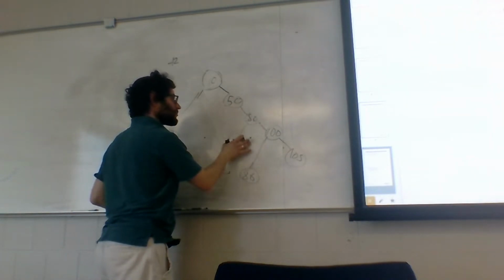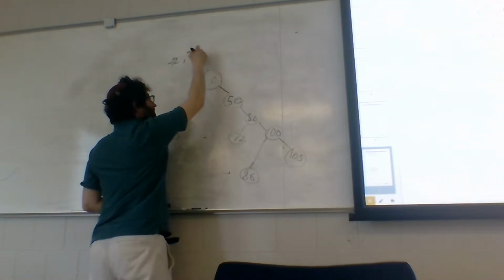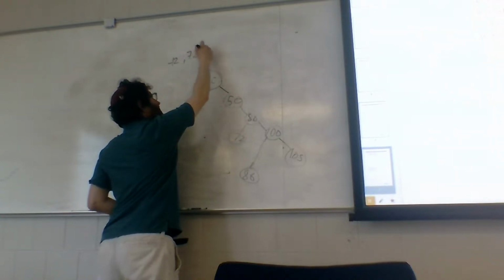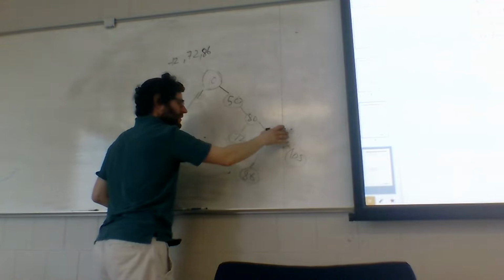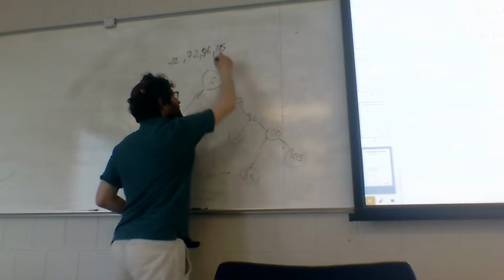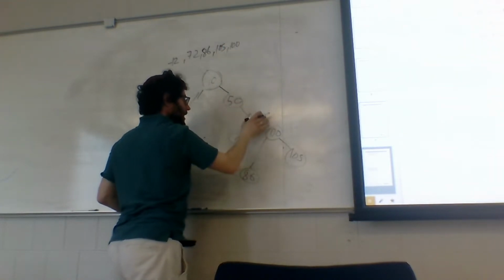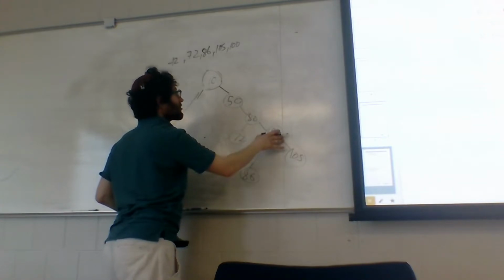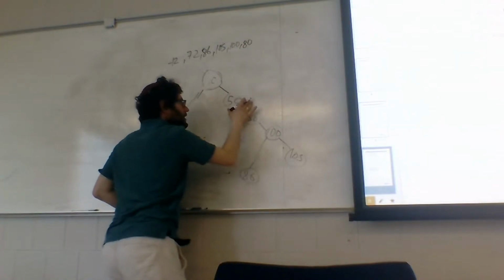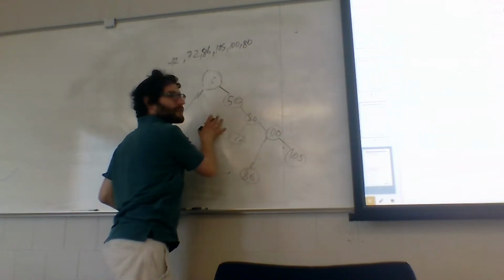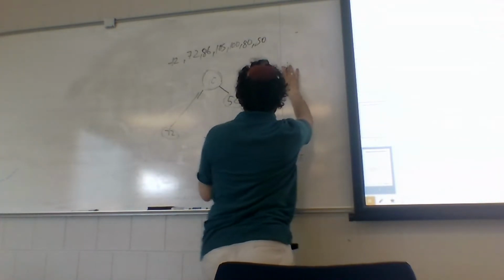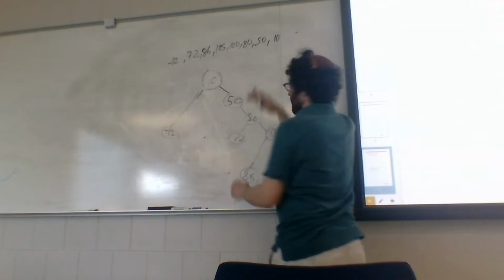80 says handle my left subtree, which is 72, handle my right subtree, which is 100. 100 says handle my left subtree, which is 86. 100 then says handle my right subtree, which is 105. Then I'll handle myself, which is 100. 80 goes, I've handled my left subtree, 72, and my right subtree, which contained 100, so I'm good to go. Write down 80. 50 says I handled my left subtree, I handled my right subtree, so I can write down myself. And then 10 goes, I've handled my left subtree and my entire right subtree, so I can write down myself.